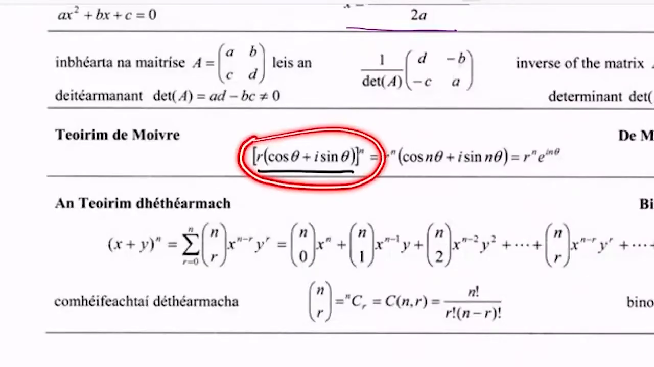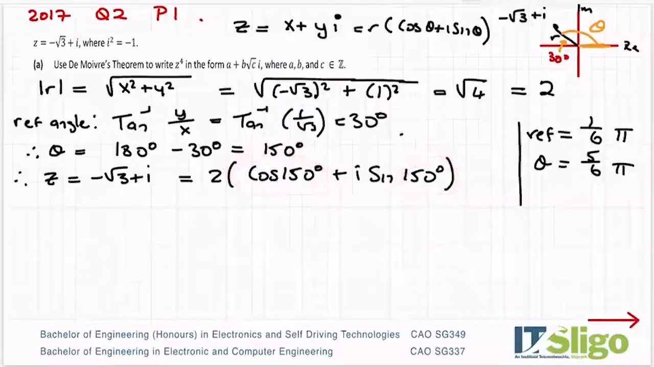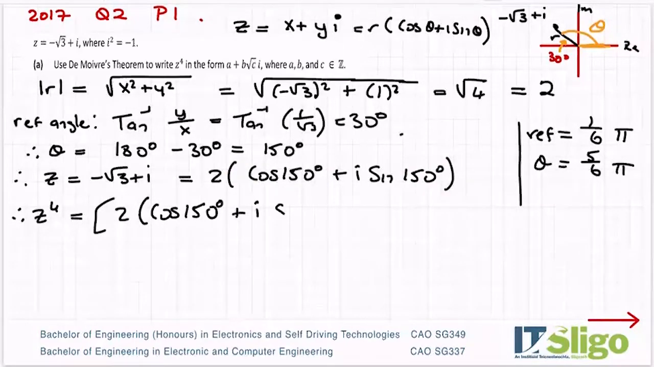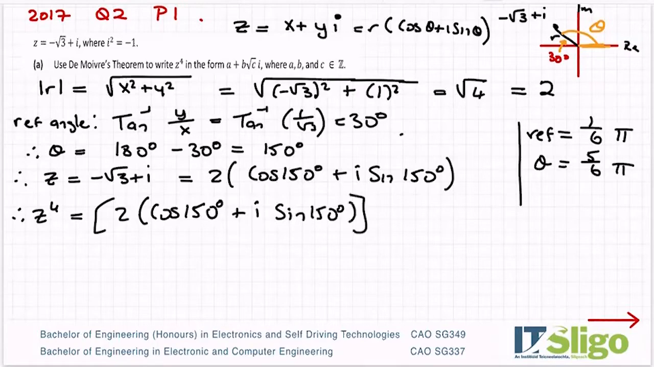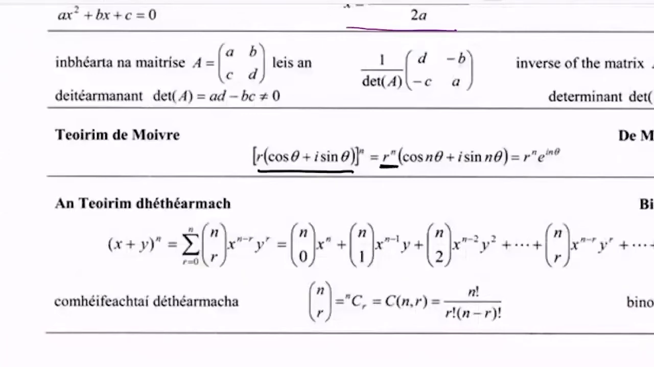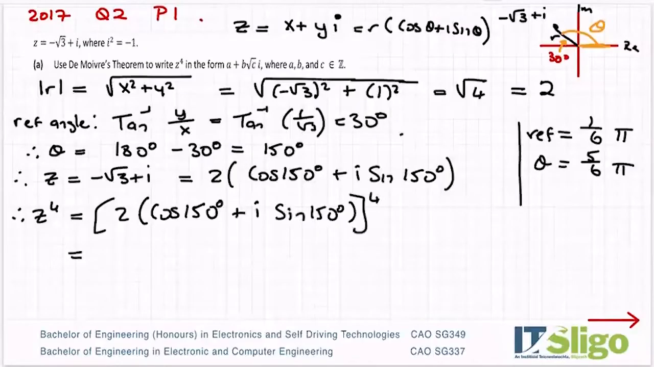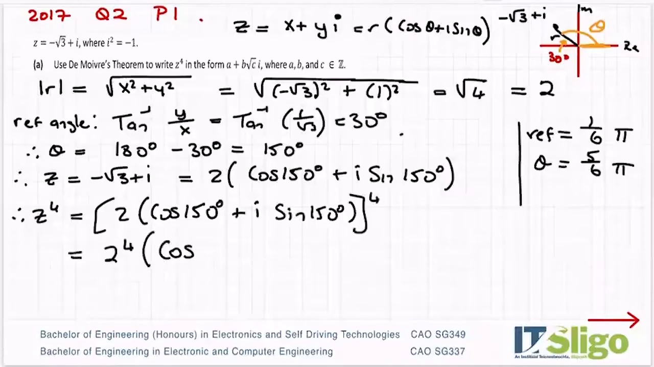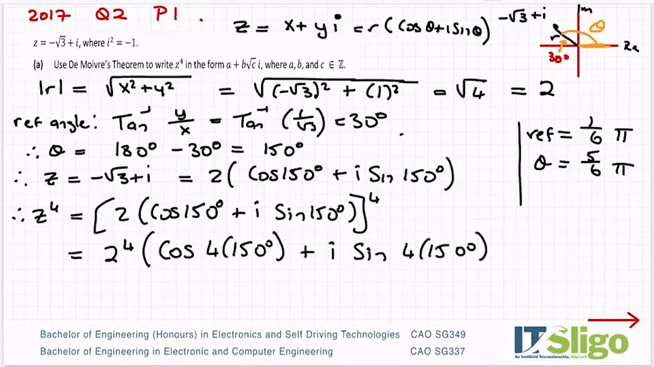So once it's written in polar form, I can then apply De Moivre's theorem. What I want to work out now is z to the power of 4. So that's equal to 2 times cos 150 degrees plus i sine 150 degrees, all to the power of 4. De Moivre's theorem tells you to do the 2 to the power of 4, cos n times the angle. So I multiply the angle by the power. So it'll be 4 times 150 degrees plus i sine, and I do it here as well. So that's how you apply De Moivre's theorem.